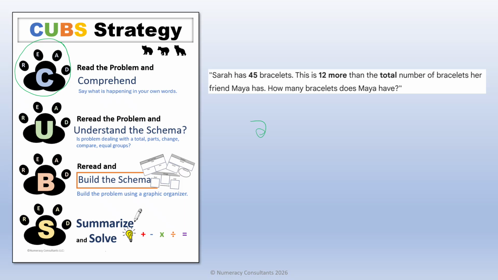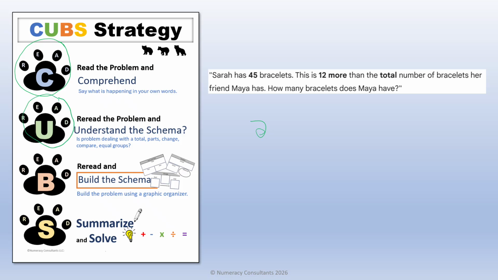So Sarah has 45 bracelets. This is 12 more. Now remember, if we were following the CUBES strategy or keywords, we'd say 12 more than the total number of bracelets her friend Maya has. How many bracelets does Maya have? And the important thing for this is we have to understand the schema right here.